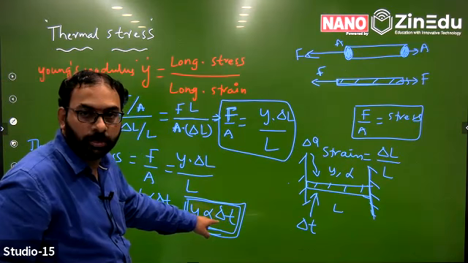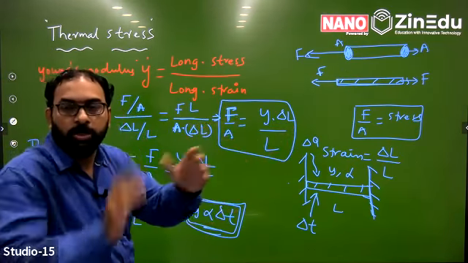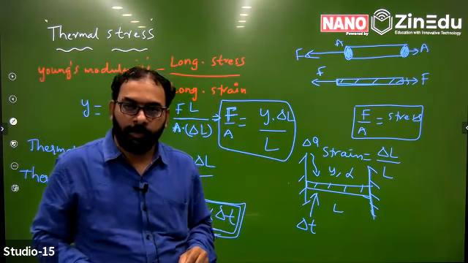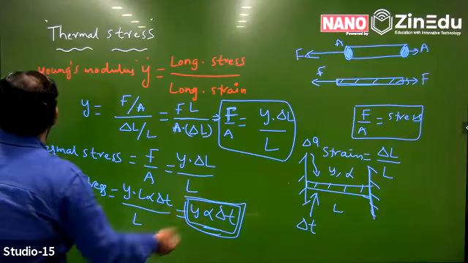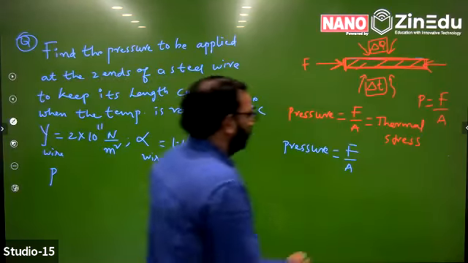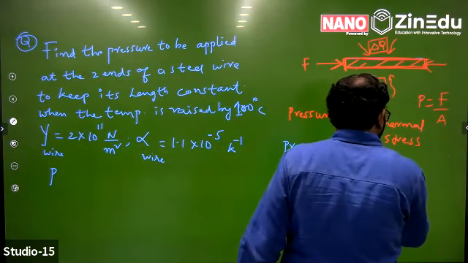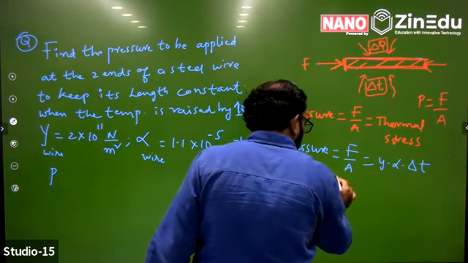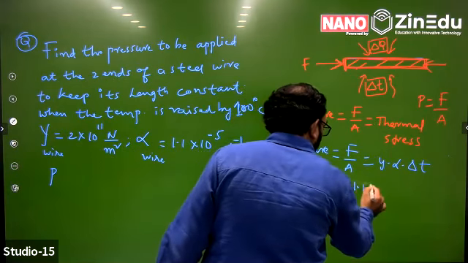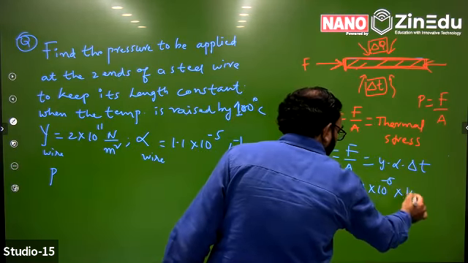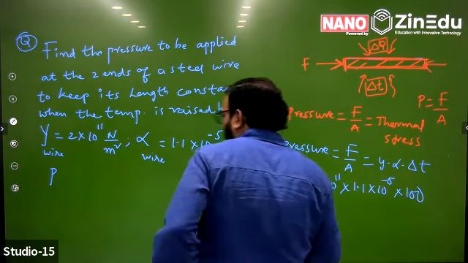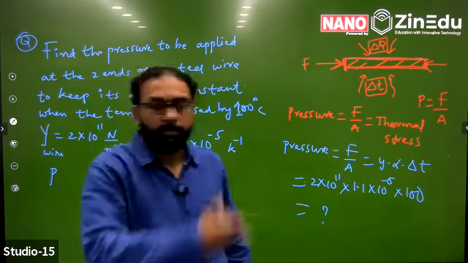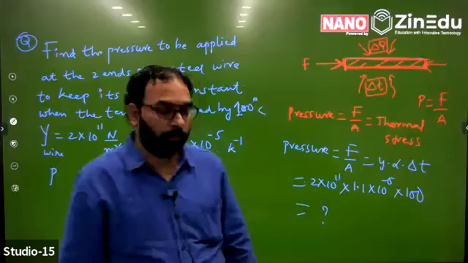This is the thermal stress or pressure to be applied across the two ends of the rod so as to prevent the rod from expansion. Preventing means we should not allow the rod to expand. So force by area is Y into alpha into delta T. That means 2 into 10 power 11 into alpha 1.1 into 10 power minus 5 into temperature rise 100 degrees Celsius. You can substitute the values and find out the pressure to be applied, or thermal stress.